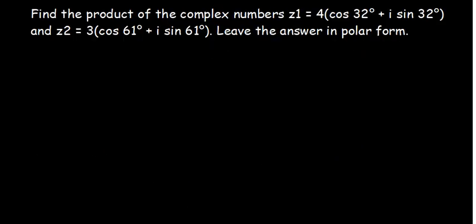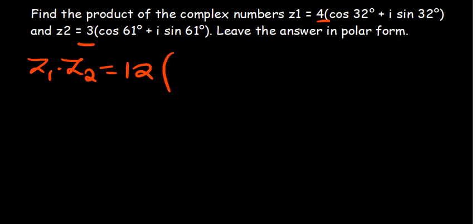Alright, so from mathematical operations and de Moivre's theorem, let's try to look at these questions now. Find the product of the complex numbers z1 equal to that, z2 equal to that. Leave your answer in polar form. So what did we say about the product? Whenever you're dealing with products, in this case we have z1 being multiplied by z2, just multiply the absolute values. So 3 by 4 is 12.